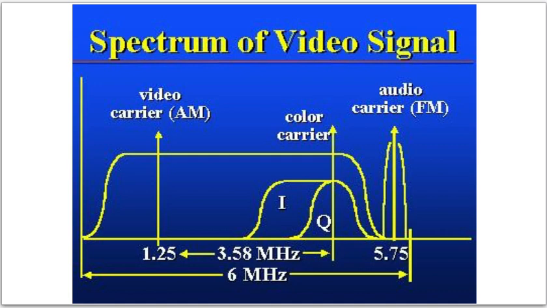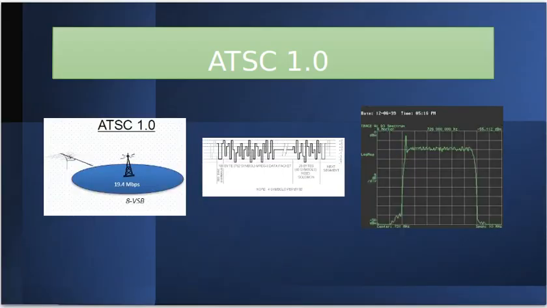It occupied about 6 megahertz of bandwidth, had a video carrier, which was AM. It also had a color carrier, which used, look at that, I and Q. See, the old is new again. And it also had an audio carrier, which was done in FM. Very cool. And then at the start of the 2000s, they switched the whole ballgame to ATSC 1.0.